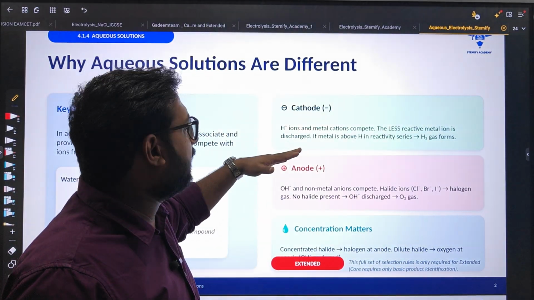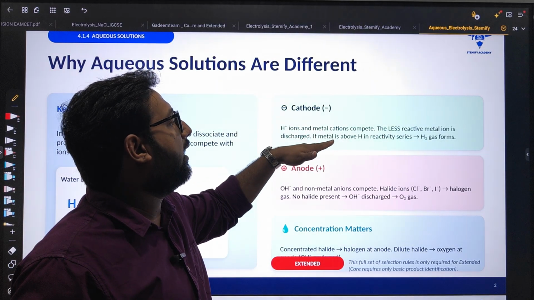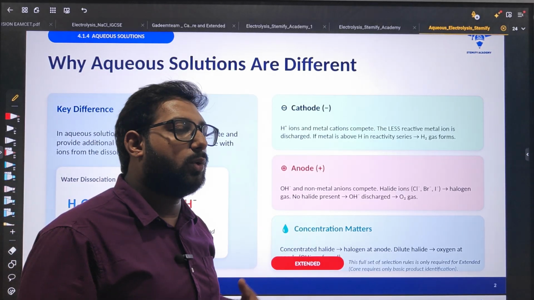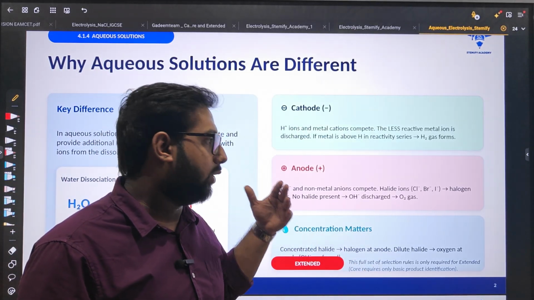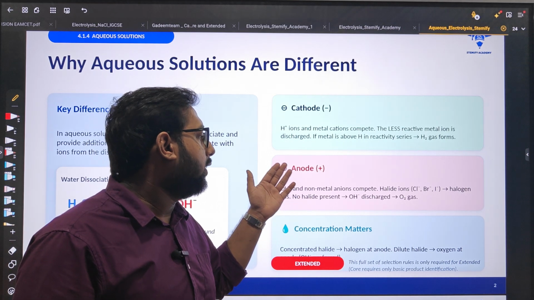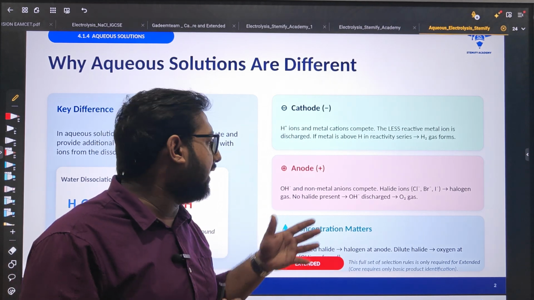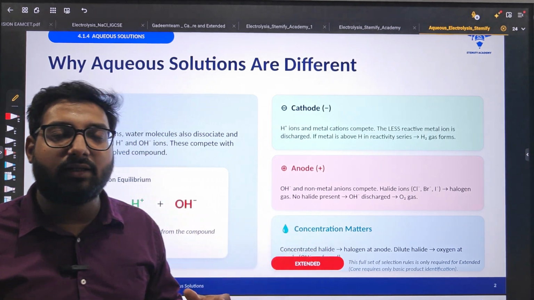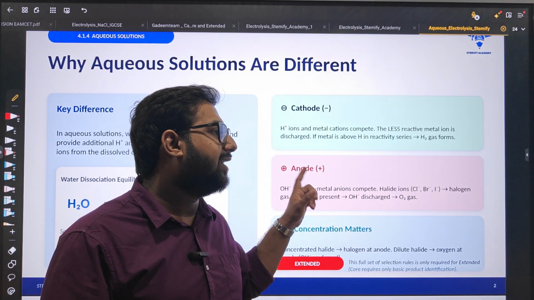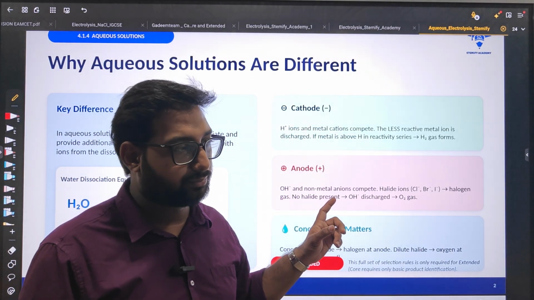At cathode, you have H plus ions and the metal cations. So these H plus and metal cations compete to get discharged at the cathode. At anode, you have OH minus ions and non-metal anions. So these OH minus ions and the non-metal ions compete with each other to get discharged at the anode.